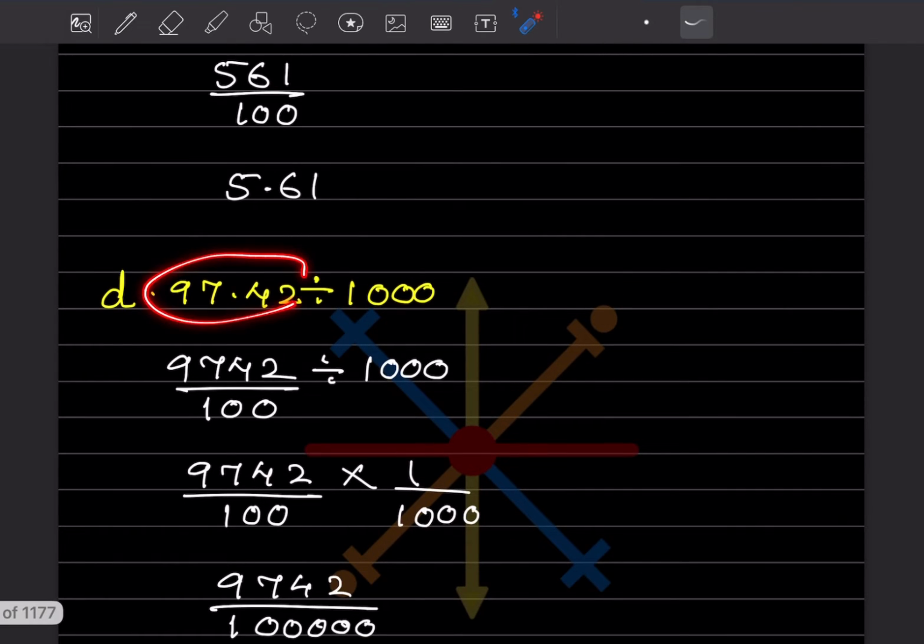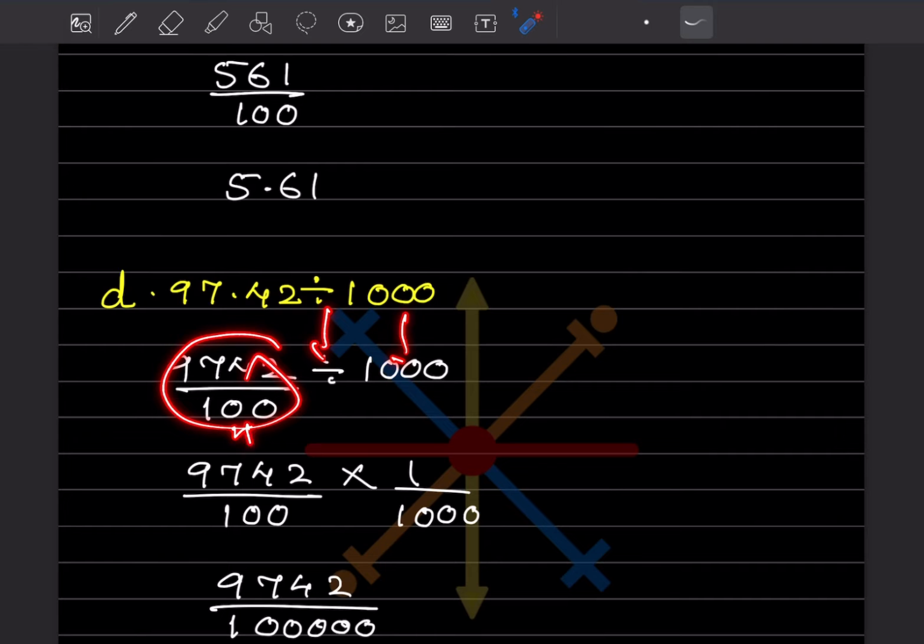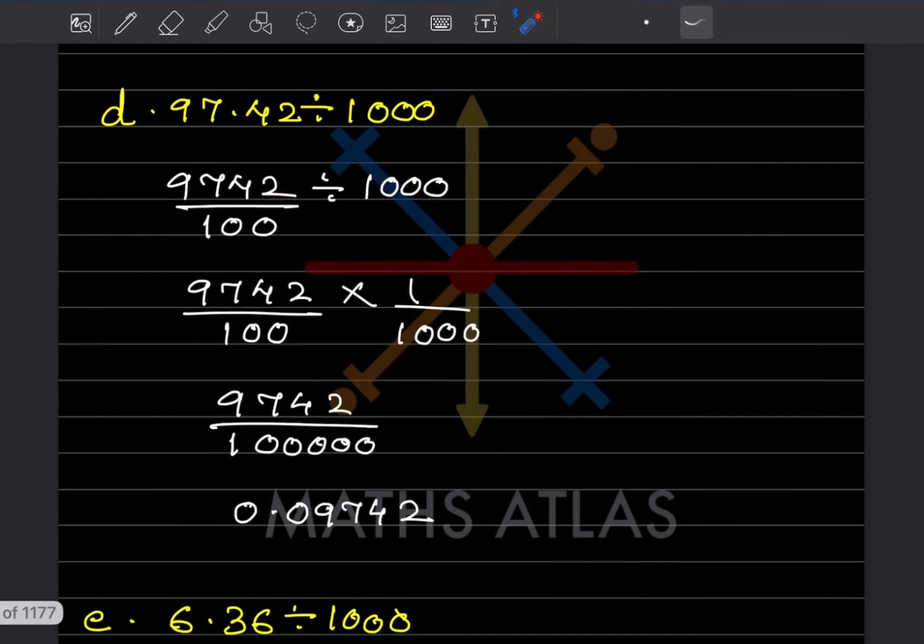For this one, because after the decimal there are two numbers, we can write 69742 divided by 100. This is the same, so we keep this the same. This will be multiplied, so this is going to be the reciprocal, 1 by 1000. So here this gets multiplied, so there will be 5 zeros: 1, 2, 3, 4, 5. So we'll write the same number and go backwards 1, 2, 3, 4, and we don't have any number, so we'll put a 0 here. And then these are 5 and then 0.0.